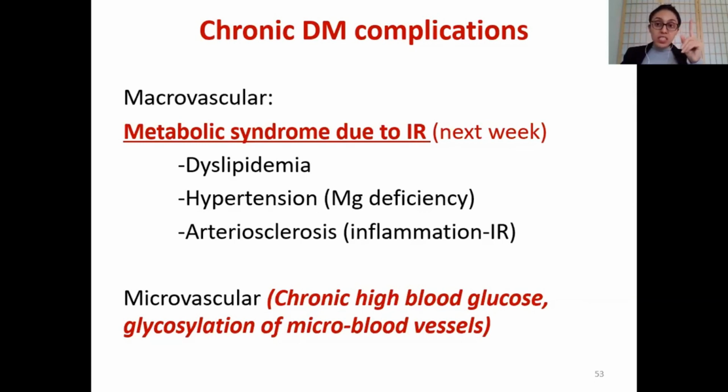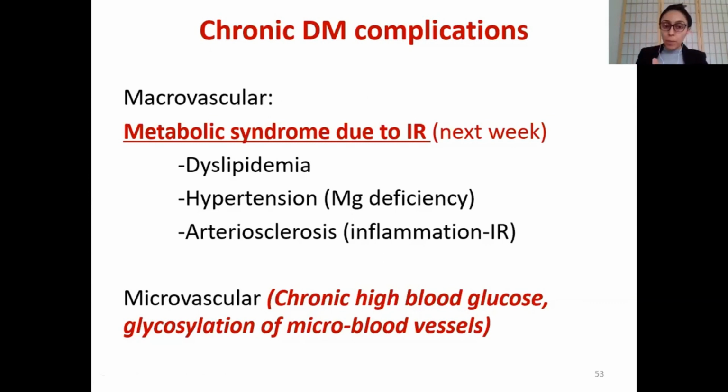Hypertension, one of the reasons for hypertension in a diabetic individual could be because of magnesium deficiency. Atherosclerosis could be because of inflammation as well, secondary to insulin resistance. Just remember, one of the most common macrovascular complications in a diabetic individual is metabolic syndrome, or else they may independently have dyslipidemia, hypertension, atherosclerosis as well. I'll be going through the macrovascular complications in further detail.